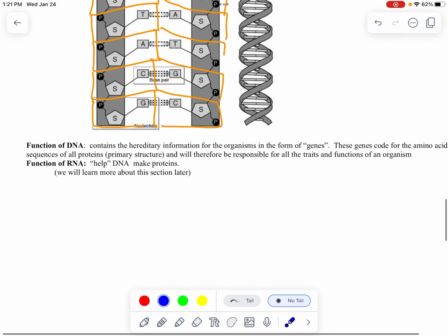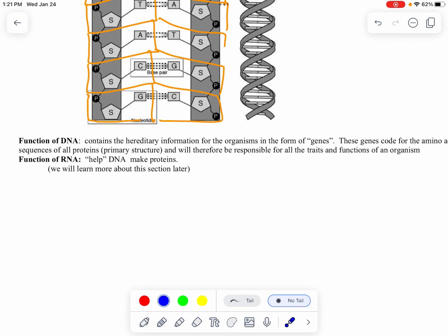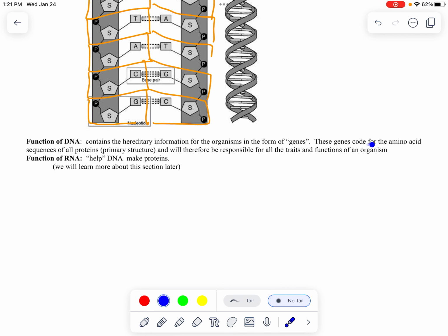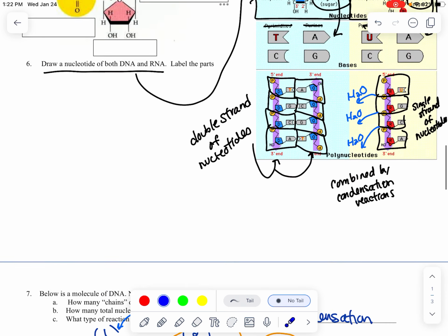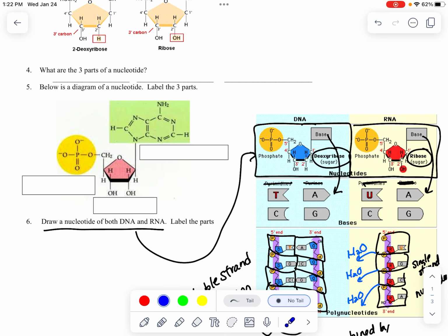And real quick, you don't even have to fill anything in, but we talked about this in class already: the functions of DNA. It contains the hereditary information, your genes. Genes really code for the amino acid sequence of proteins in you, and that's responsible for all your traits. So DNA codes for your traits, but it really codes for proteins. We're going to see that RNA helps DNA make proteins, but we're just going to leave it at that. So know the function of DNA and RNA, the structure of DNA and RNA, and the structure of a nucleotide, which is the building block. And that is it for that.